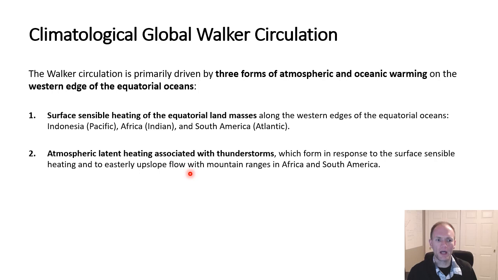This is also helped in Africa and South America, so for the Indian and Atlantic Ocean branches of the Walker circulation, with easterly upslope flow. There are relatively high mountain ranges in eastern Africa and then in western South America associated with the Andes Mountains. And so the easterly flow hitting up against these mountains causes air to ascend, and more readily promote thunderstorm development in those locations, in addition to the surface sensible heat driving that process as well.